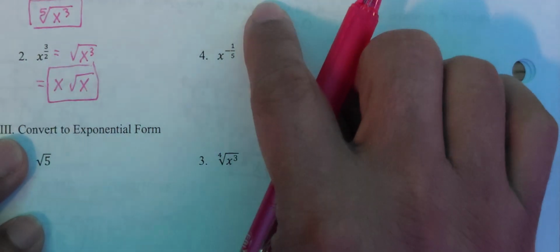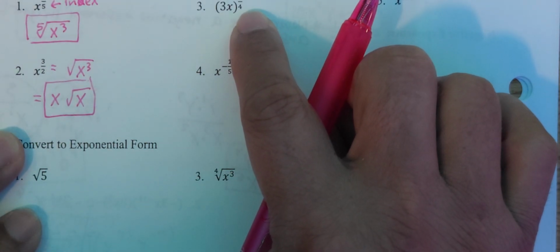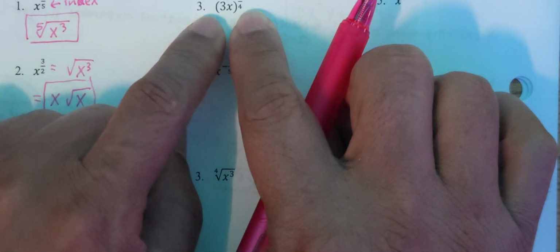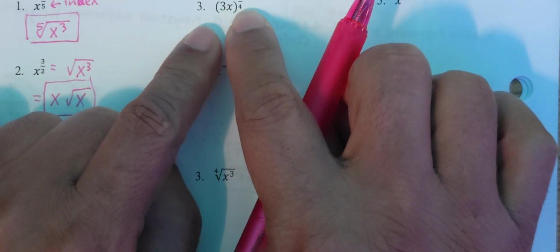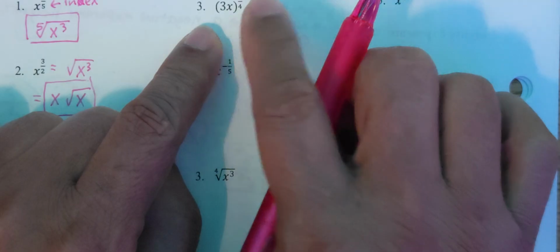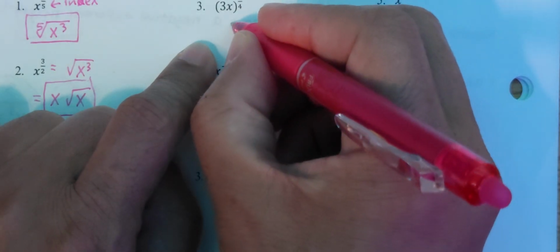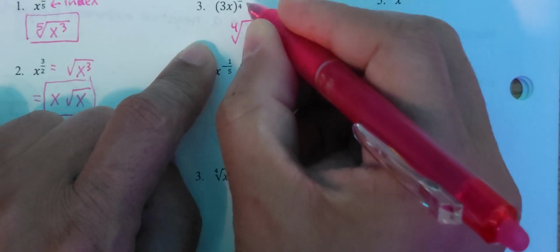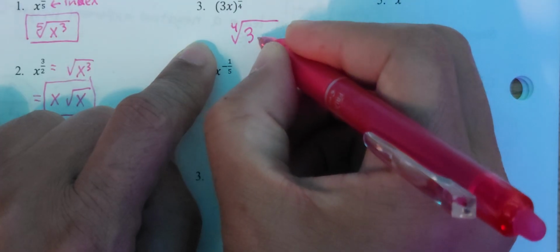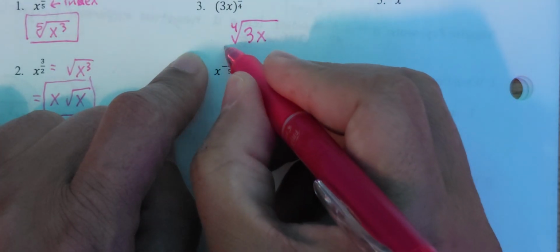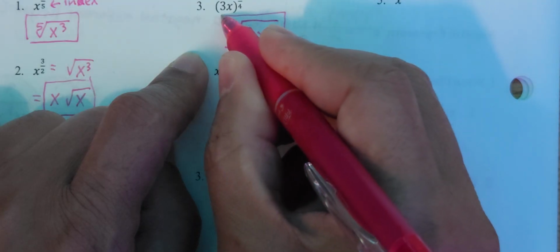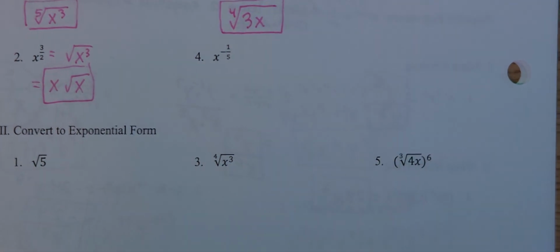What about number 3? This 1/4 is the index of the radical, which is 4. So this is actually the 4th root of 3 to the first times x to the first, which is just the 4th root of 3x. That's the answer to number 3.